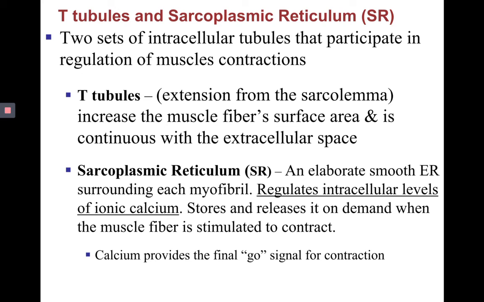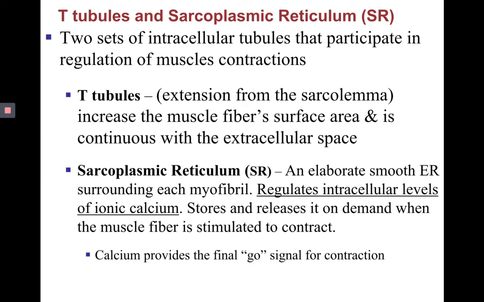The sarcoplasmic reticulum is a modified ER, or endoplasmic reticulum, that abuts the T-tubule via terminal cisternae. So it's a very elaborate smooth endoplasmic reticulum. It surrounds each myofibril, so it's in close contact with the sarcomeres, and it's able to regulate intracellular levels of ionic calcium because it contains calcium. It stores and releases calcium on demand thanks to a couple of signals that happen during muscle fiber contraction. But you must have stimulation of the sarcoplasmic reticulum and calcium in order for contraction to take place.